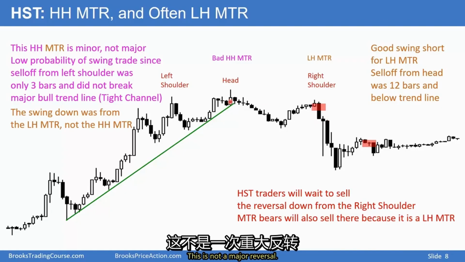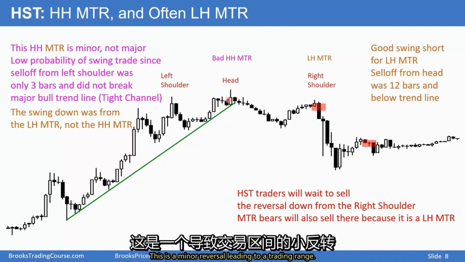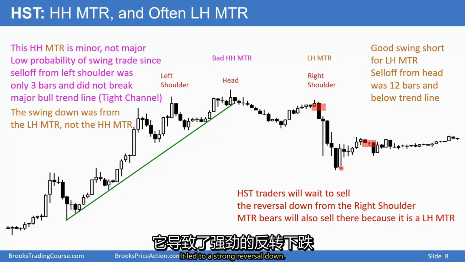This is not a major reversal. It turned out that it was the high of a bear trend, but this was a major reversal. This is a minor reversal leading to a trading range. And then this lower high is a major reversal setup. It led to a strong reversal down.